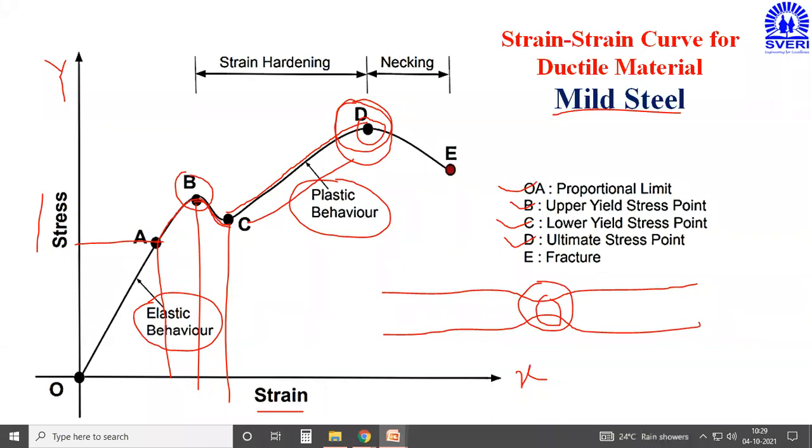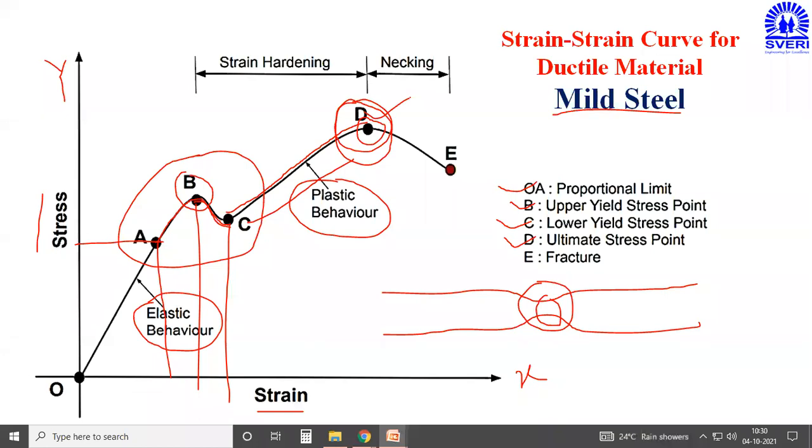At point B, deformation is taking place. At point C, deformation is taking place. At point A also, deformation is taking place. But at these three points, the deformation will not be visible to us. Actual deformation will be visible to us from point D in the form of neck formation. And whatever stress is induced there is called the ultimate stress point.